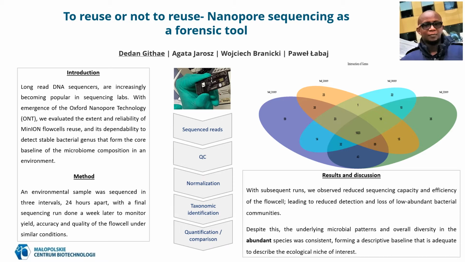In this project, we aimed to study the usability of the Oxford Nanopore flow cells for forensic applications and the implications of subsequent reuse to identify stable baseline microbiomes in an environment. Libraries from a soil sample were prepared and thereafter sequenced in 3 intervals, each 24 hours apart, using the Oxford Nanopore Technologies MinION sequencer. One additional sequencing run was performed 1 week later.